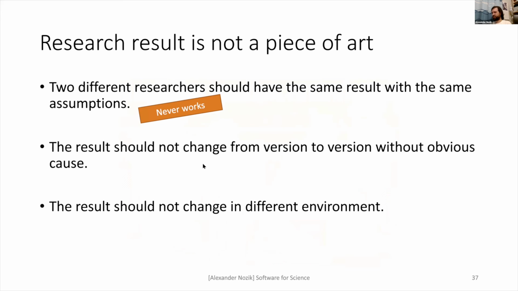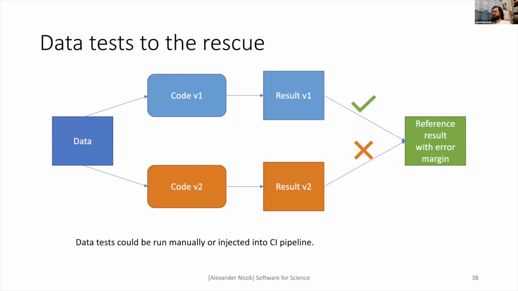If two researchers write a more or less complicated code, even with completely the same assumptions and completely the same data, the result will be at least slightly different. And the result should not change from version to version. It could happen, oops. And the result should not change in a different environment. Those two requirements we can meet. The first one, never. So in order to do all that, there is a special kind of test you need to add to your scientific project.